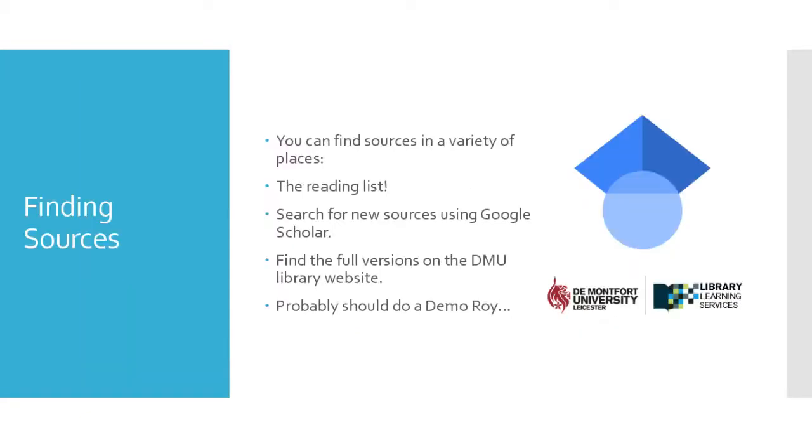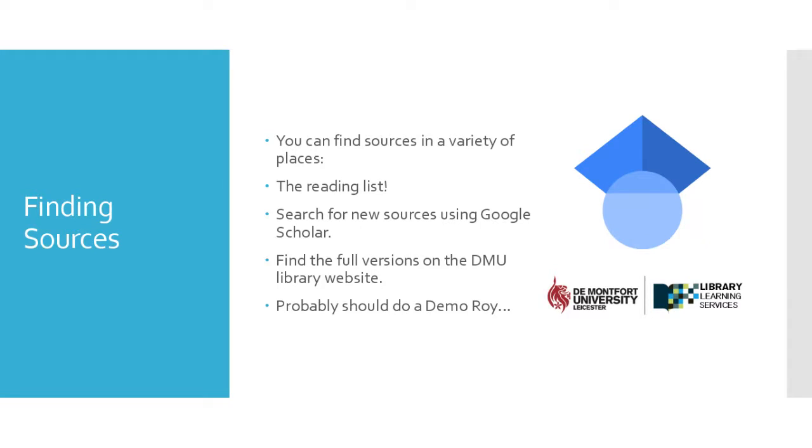Okay, so finding sources. These three slides are all going to sound a little bit repetitive, but bear with me. You can find sources in a variety of places. So on the reading list, you can use sources from Google Scholar, and if you find a source using Google Scholar, you can then find the full version on the DMU Library website. I'll just give you a demo of what that looks like.